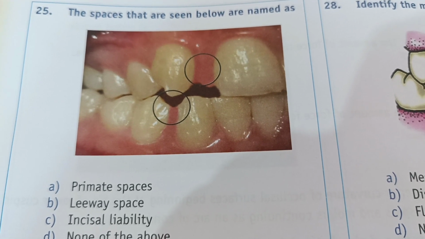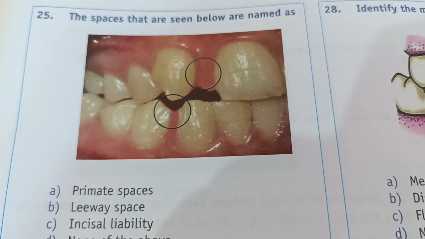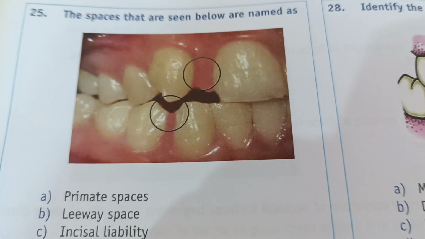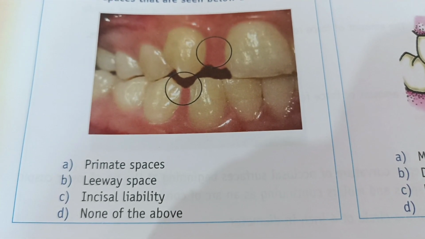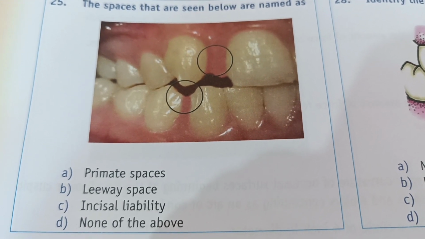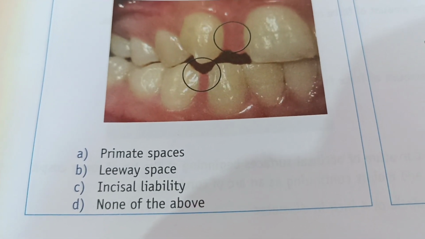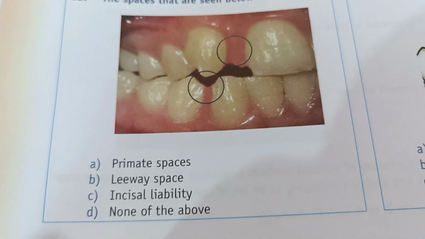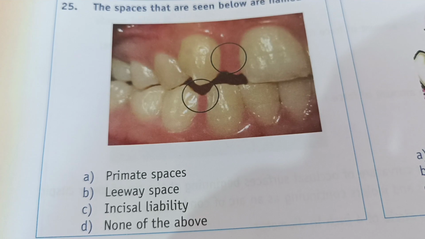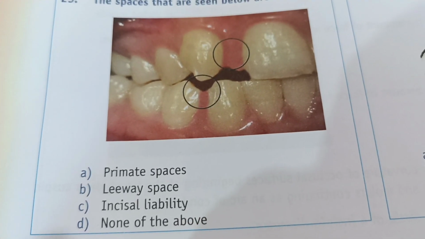So let's start. Question number 25. The spaces that are seen below are named as: option A is primate space, option B is leeway space, option C is incisor liability, and option D is none of the above. So guys, what do you think the right answer?